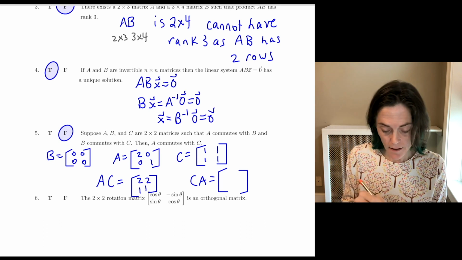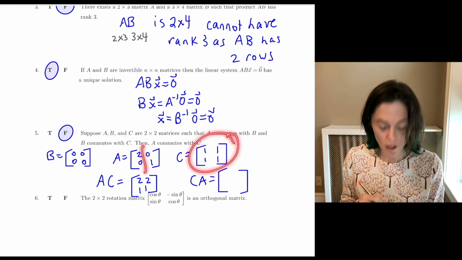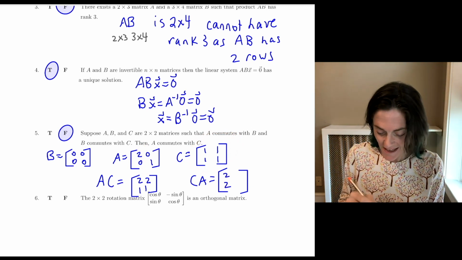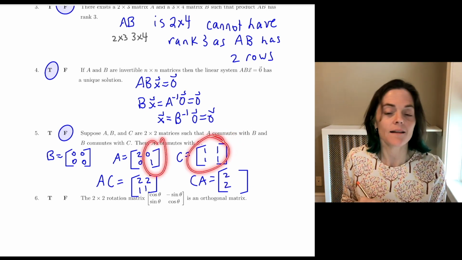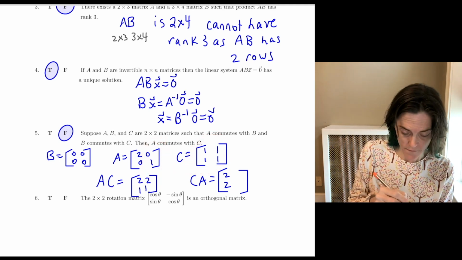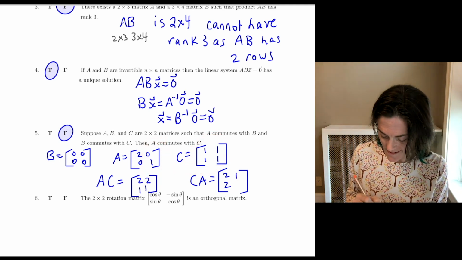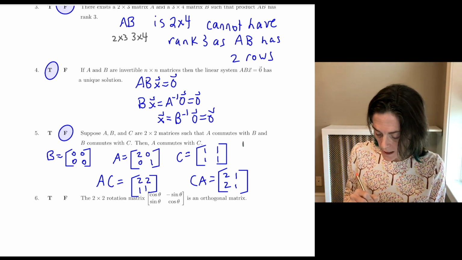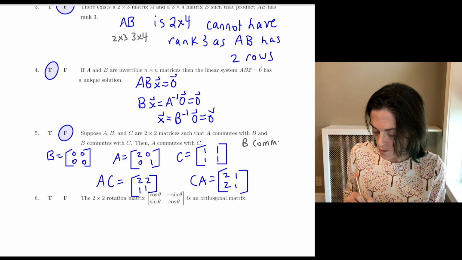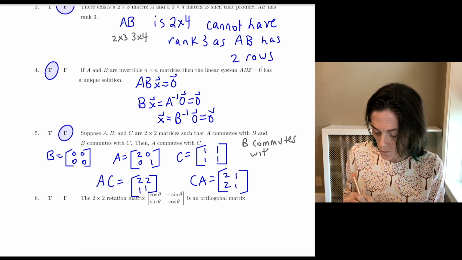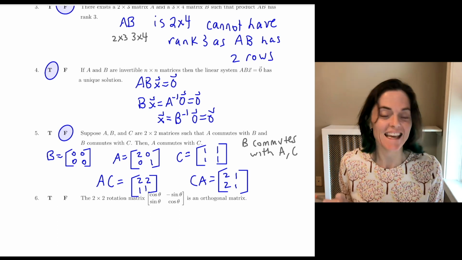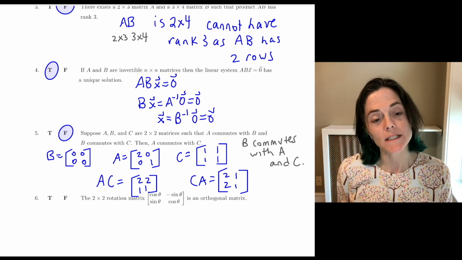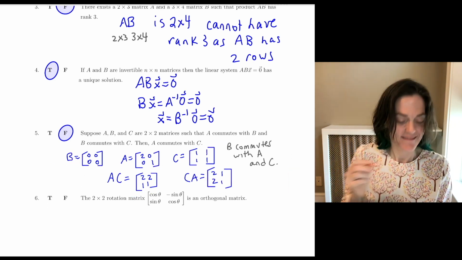Now CA, if you take the matrix times the first column, you just get 2 times the first column, which is 2, 2. Take the matrix times the second column, you get 1 times the second column of C, which is 1, 1. So this is an example, and I could make a remark that B commutes with, well, in particular, both A and C. It means with every 2 by 2 matrix. So this is an example justifying that 5 is false.